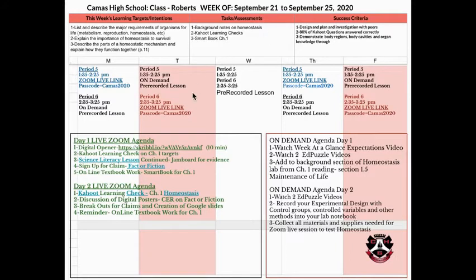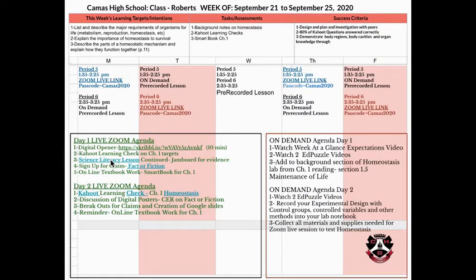All right, and then let's go down here to the day one live Zoom agenda. We're going to try Scribio. If Scribio doesn't work well, then we'll do a different way of going over your key terms. Scribio is just another activity that allows us to look at vocab. We'll do a Kahoot learning check on Chapter 1 to see how you're doing on some of these targets like body regions, body cavities, organ systems.